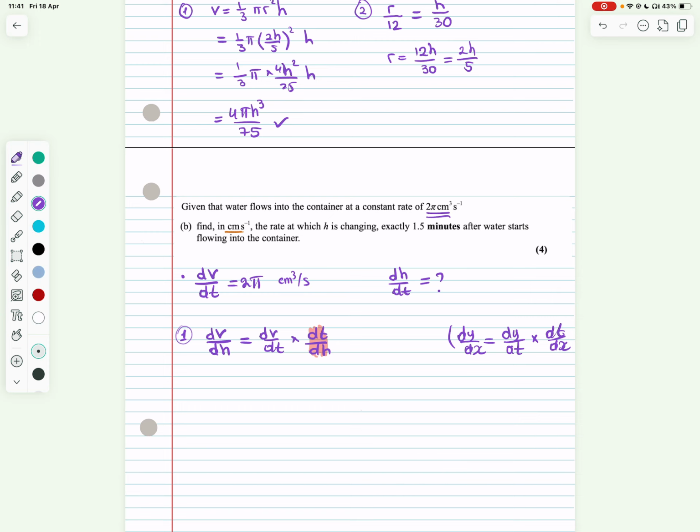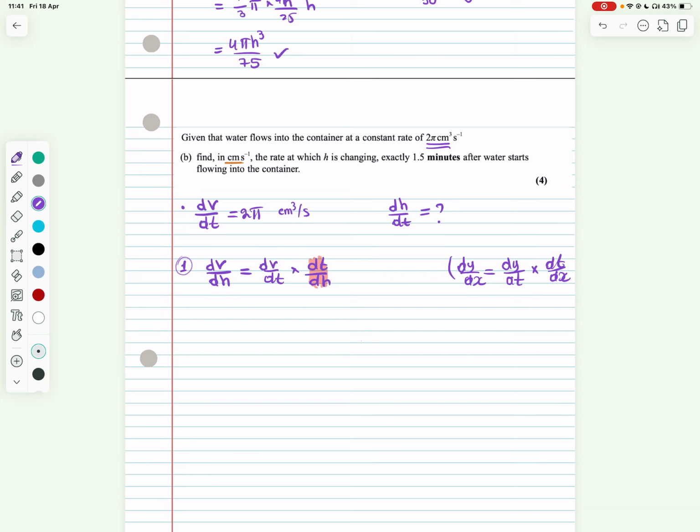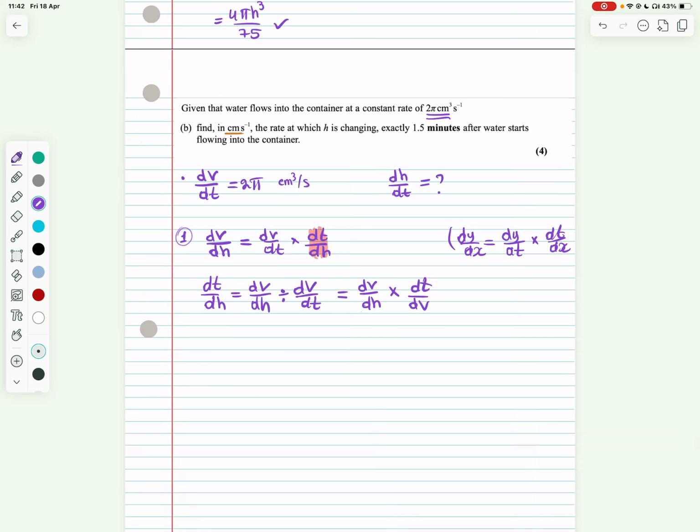So I can make dt over dh the subject of this formula by dividing both sides by dv over dt. Okay, so first, dt over dh is the same as dv over dh divided by dv over dt. So that is giving us dv over dh multiplied by dt over dv. Okay, so I'm going to be reversing the final answer at the end when I get it, because I am looking for dh over dt, but so far I'm going to be working on that.